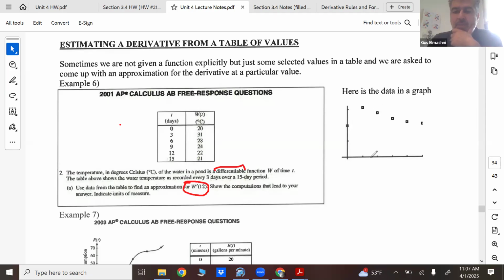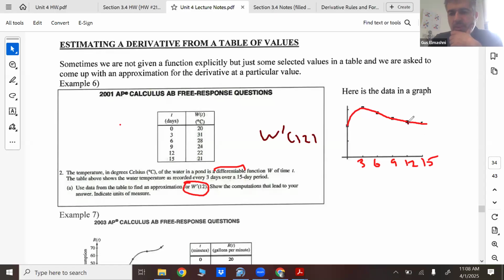And so if you think about it, if this were like 3, 6, 9, 12, 15, and say I drew a curve for this, right? And I want W prime at 12, wouldn't that be the tangent line at 12, right?